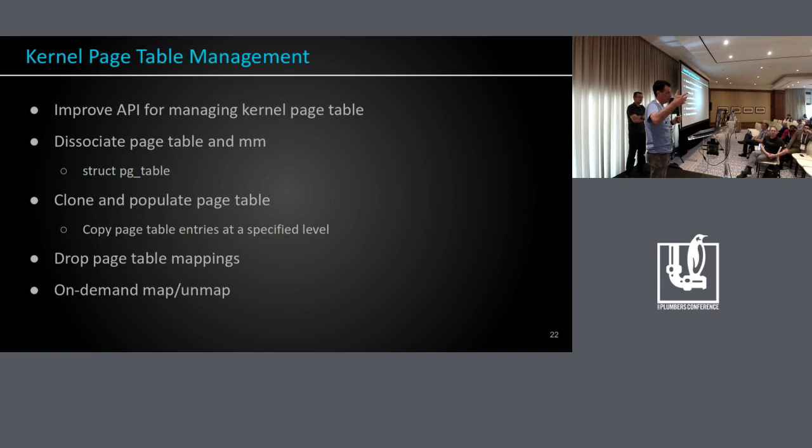Then when it's done, we can introduce methods for cloning and populating a page table on a page table basis, and it most probably will be able to reuse the existing copy page range, at least the most part of it. And free page table and the whole MMU gather stuff, as soon as I can get it not dereferencing the mm pointer.